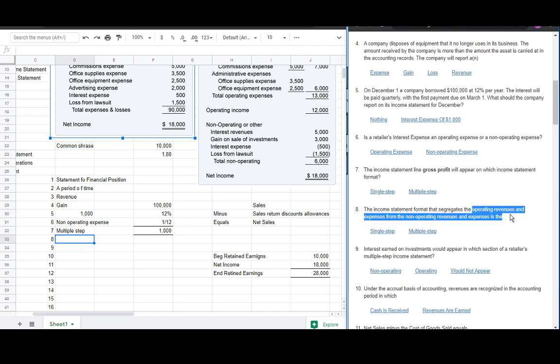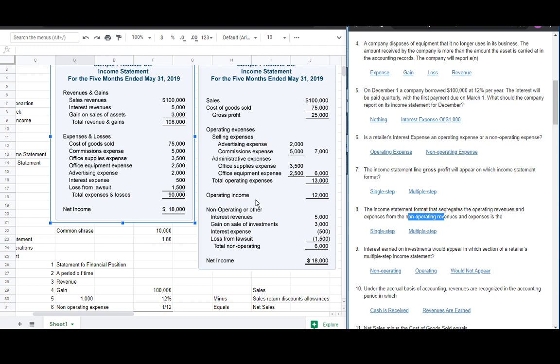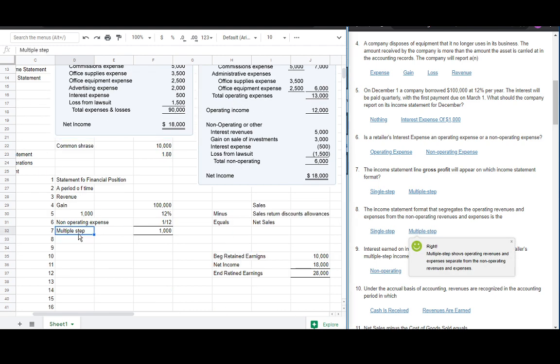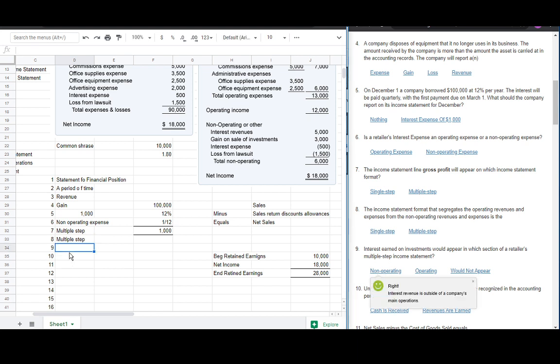Sorry, we segregate it into operating and non-operating. And so operating, then non-operating, it's a multi-step also. Number 9, the interest earned on investments would appear in which section of the retailer's multi-step income statement? It would be non-operating.